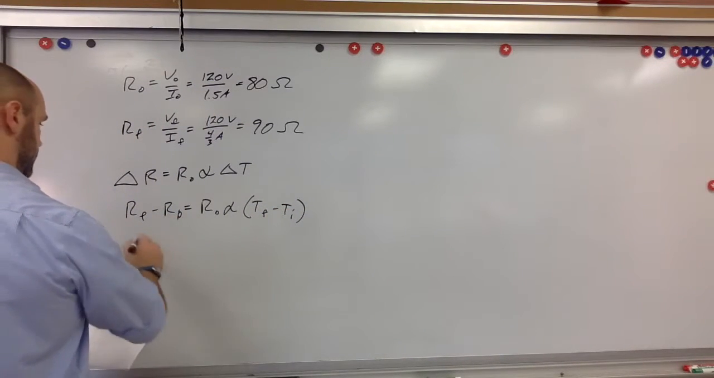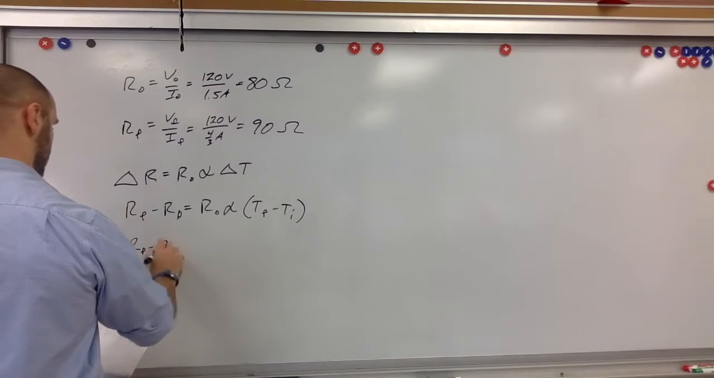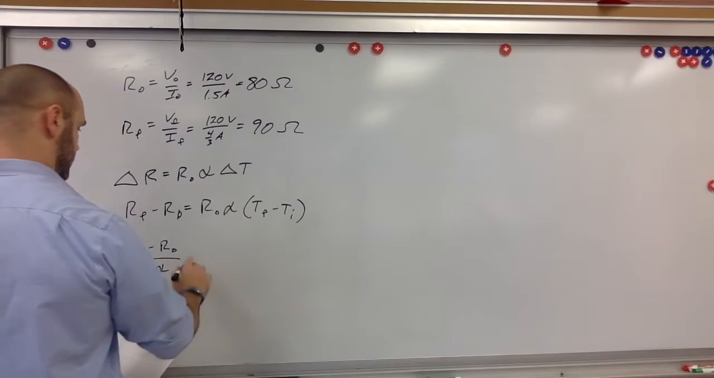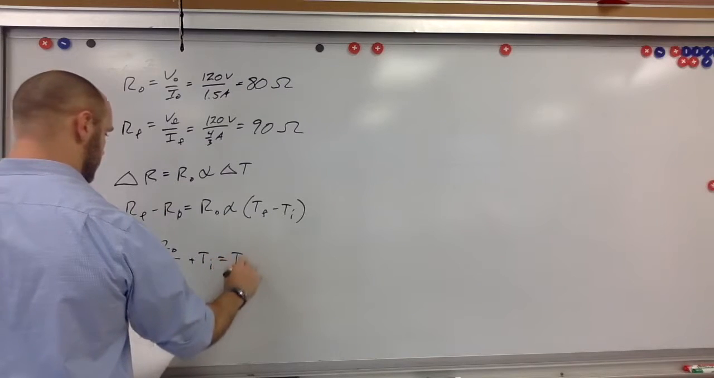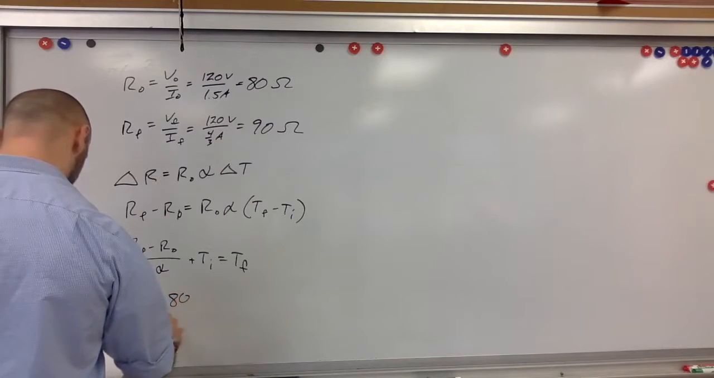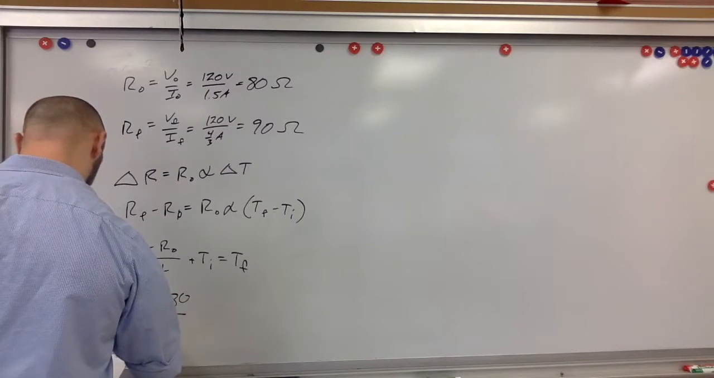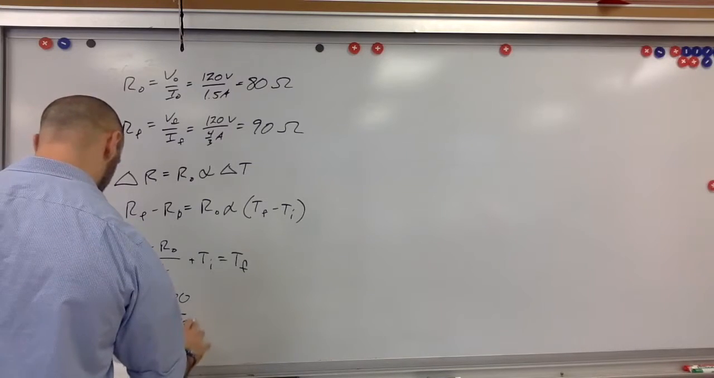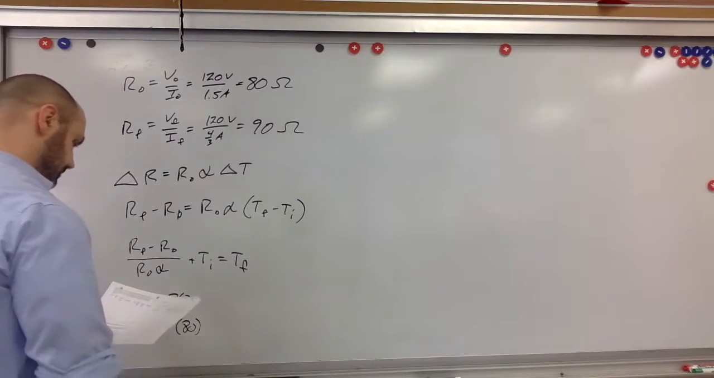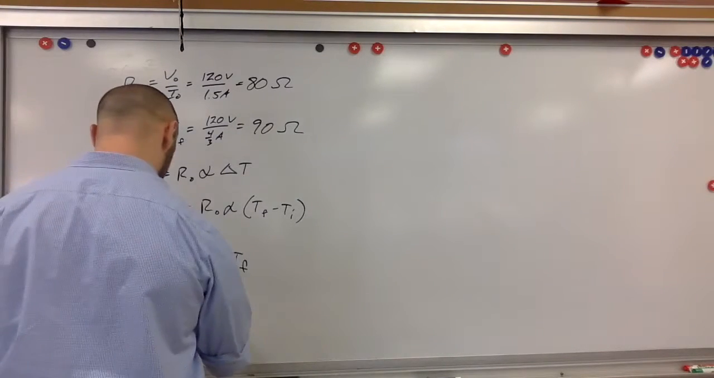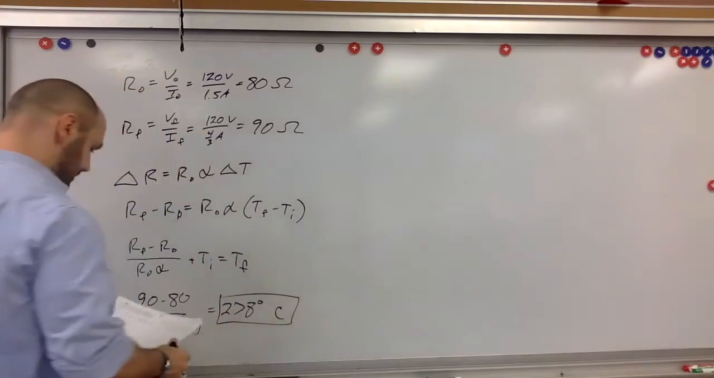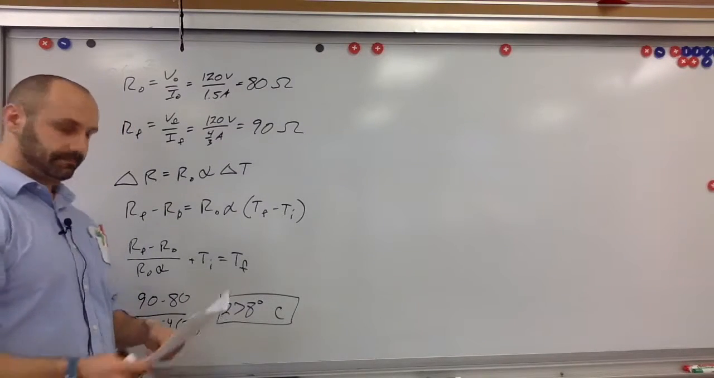I plug in my numbers here. This could be RF minus R naught over R naught alpha, plus TI, which is 0, and that equals the final temperature. So if we put our numbers in here, we've got 90 minus 80 over 4.5 times 10 to the negative fourth, again times 80. So this is alpha, and that's R naught. I think what we end up with here is 278 degrees Celsius. So that's the final temperature of this toaster.